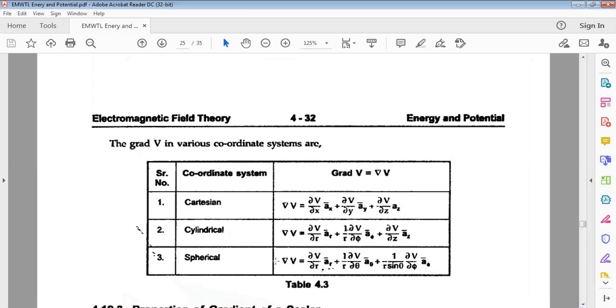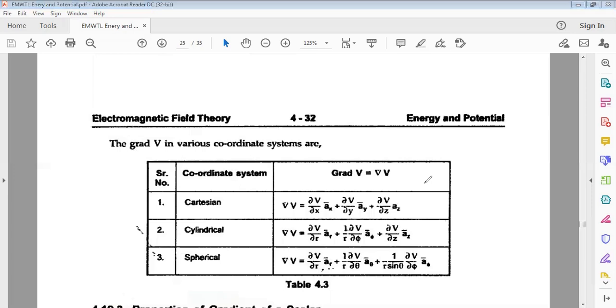Similarly, for the spherical coordinate system, del V is dou V by dou r into ar bar, and theta is also multiplied with r, so it is 1 by r into dou V by dou theta, and phi is multiplied with r sin theta, so we get 1 by r sin theta. Got it, my dear students?